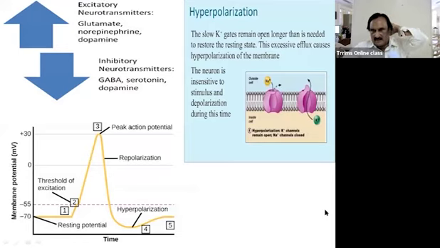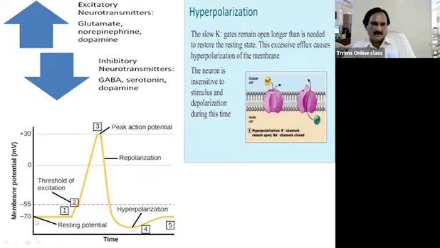We are just trying to revise what you have discussed in the earlier class of normal physiology. Sometimes they may ask you, what are the excitatory neurotransmitters and what are the inhibitory neurotransmitters? Glutamate, norepinephrine, and dopamine are the excitatory neurotransmitters. And the inhibitory neurotransmitters are GABA, serotonin, and also dopamine.